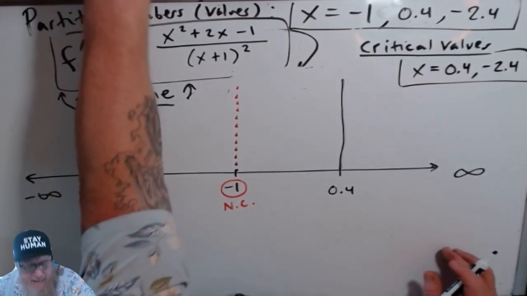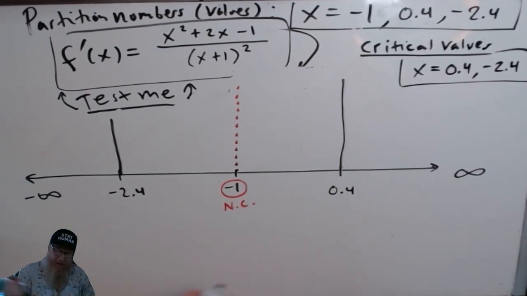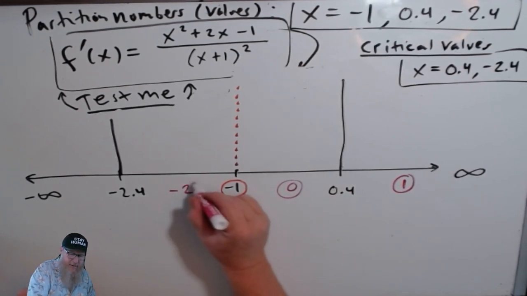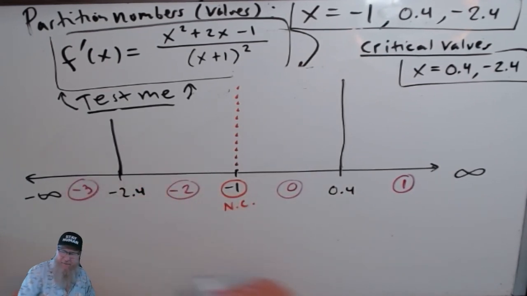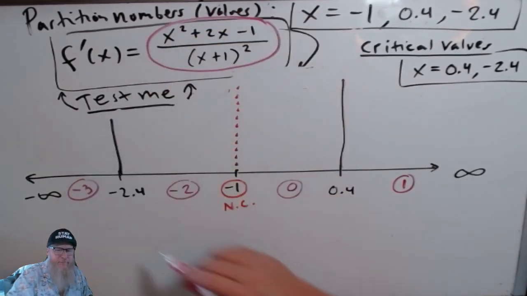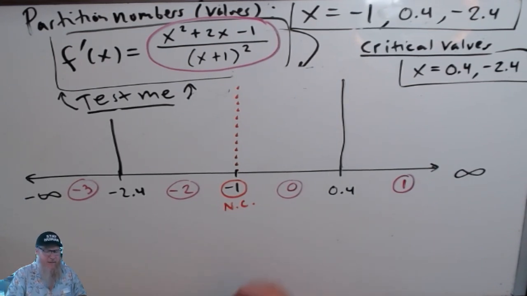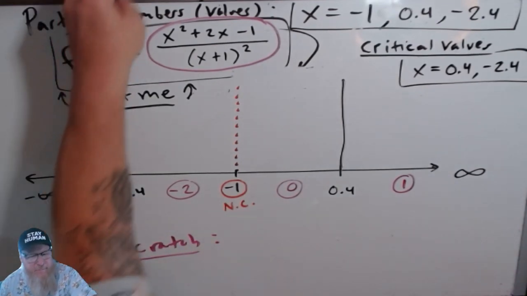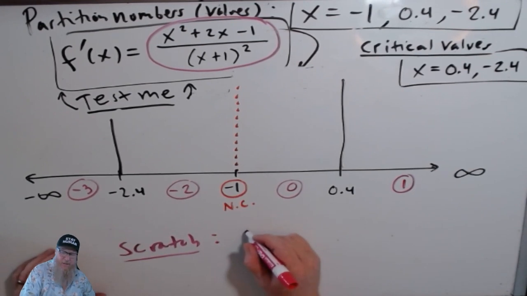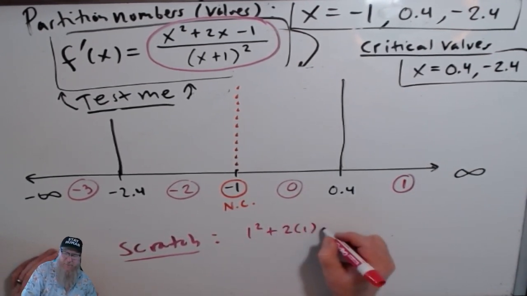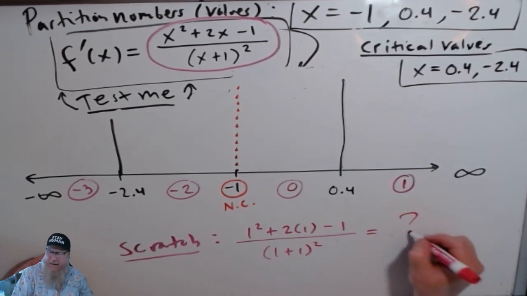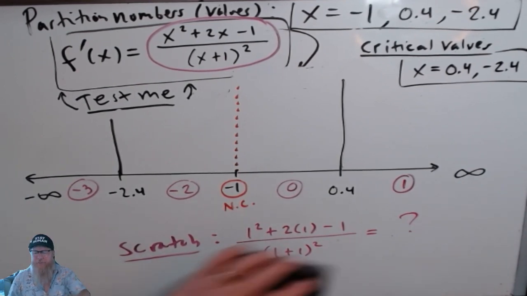All right, so now pick your test values. How about 1, 0, negative 2, and negative 3. And plug them all into here. You might want to do some scratch. All right, let's start with 1. So I got 1 squared plus 2 times 1 minus 1 over 1 plus 1 squared. Now all I care about is whether it's positive or negative.